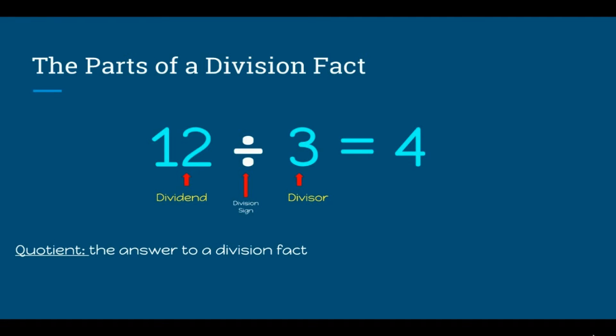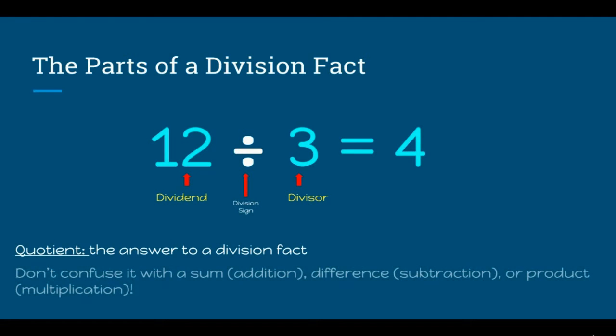The last word that you need to know is the quotient. It's actually the answer to a division fact. Don't confuse it with a sum, which is addition, a difference, which is subtraction, or a product, which is multiplication.